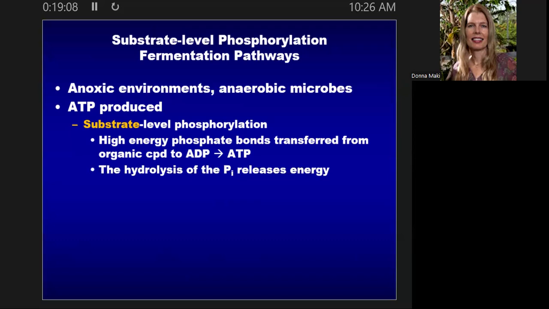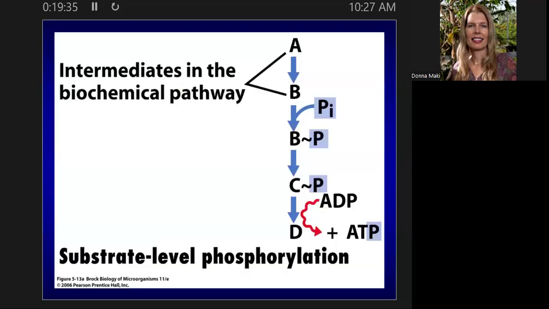So when that phosphate gets cleaved off, it's a little bit of an energy push, so to speak, in order to get it to attach to ADP to get you your ATP. Okay, so you're still phosphorylating ADP. It's a phosphorylation, but it's at the substrate level. So a simple mock-up of that is here.